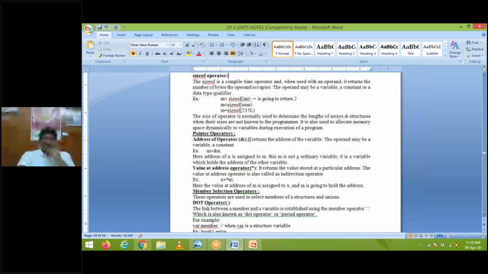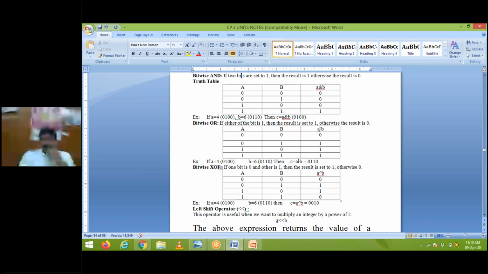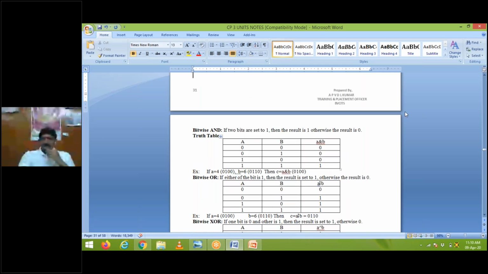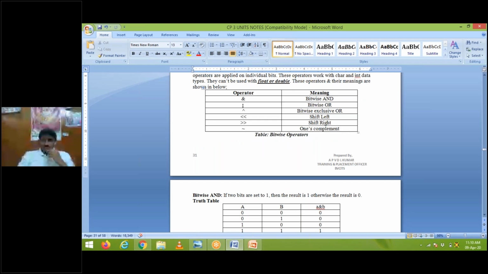If anyone would like to ask any doubts, you can ask. You can unmute your voice and ask directly, or you can post your question in the chat box. I think everyone understood all the operators: bitwise and, bitwise or, bitwise exclusive or, left shift, right shift, one's complement. So time is up for today.